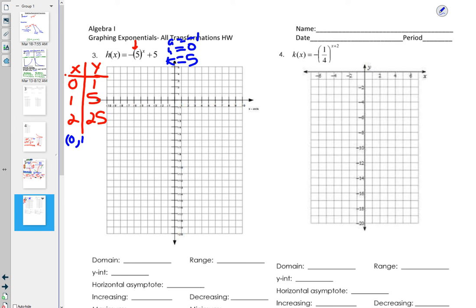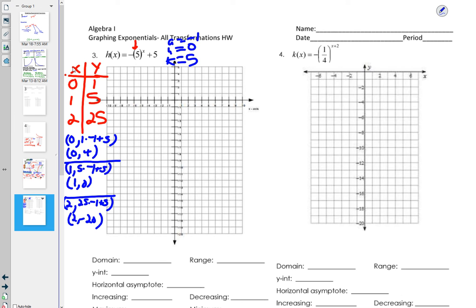I can keep the 0, but then 1 times -1 plus 5 gives me 4. 0, comma 4 is going to be a point. Then 1, comma 5 times -1, which is -5 plus 5 is 0. 1, comma 0 is going to be a point. 2, comma 25 times -1, but then plus 5, is -20. So 2, comma -20. I guess they've conveniently made the graphic for you. I guess that's what they intended for you to graph, 3 points.